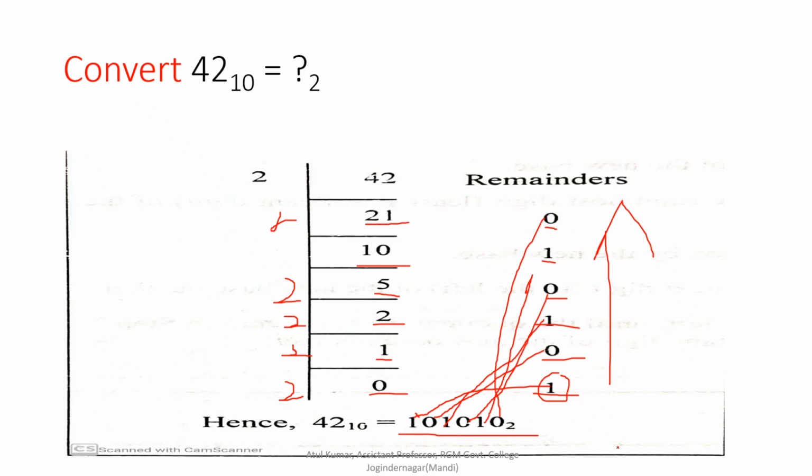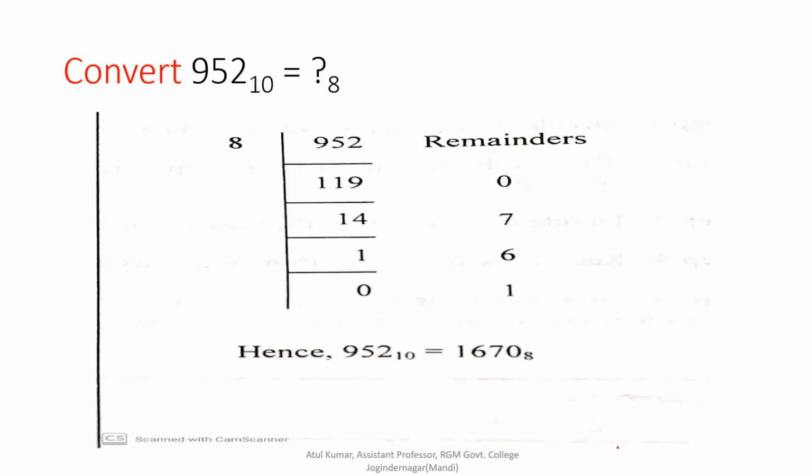I hope you understand well how to convert a decimal number to a binary number. So in the next example, we have a decimal number. Why is it a decimal number? Because it has base 10, and we have to convert this number into base 8, that is the octal number. So very simple. You have to first see the base. If the base is 8, then divide that number by 8.